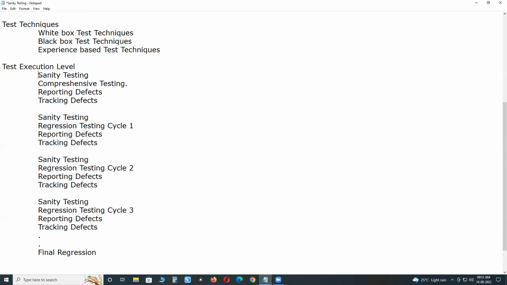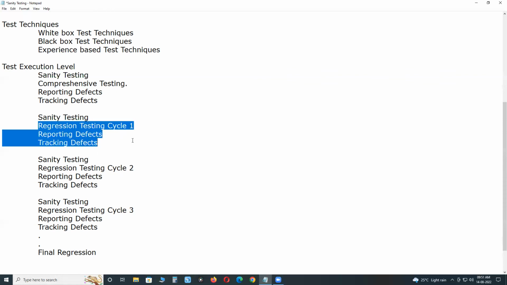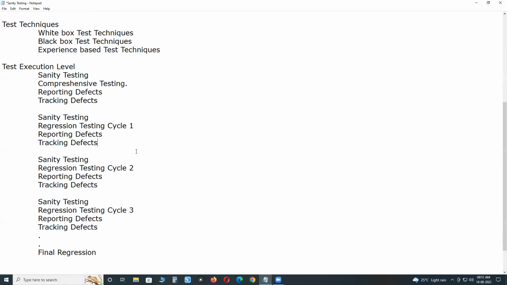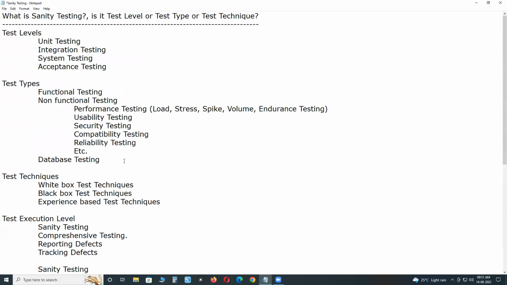Okay, next, our sanity testing is a test execution level. What are the other levels? Sanity testing is a test execution level. Comprehensive testing, or end-to-end testing, is a test execution level. Regression testing is a test execution level. In regression testing, we have two subtypes. General regression means cycle 1, cycle 2, cycle 3, cycle 4. Next, final regression. See, this is about sanity testing. It is a test execution level. Thank you.